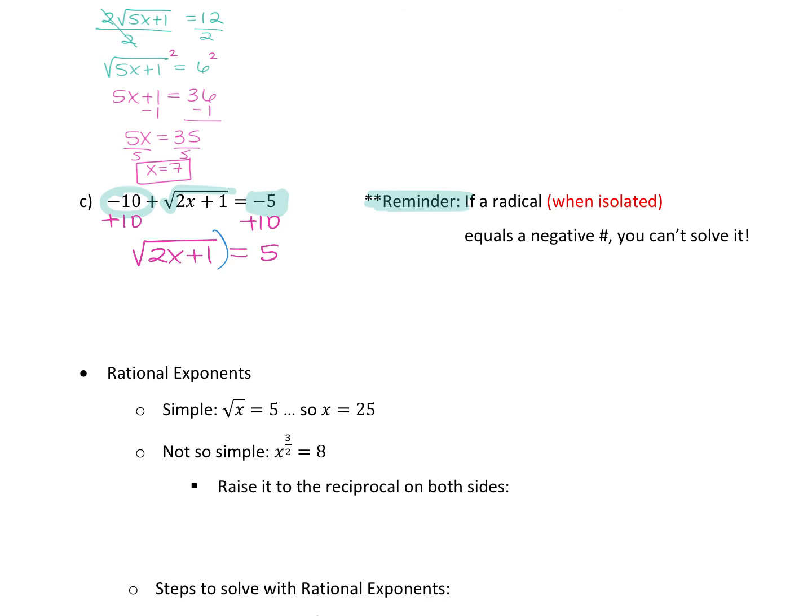So what we do is square both sides. And we get 2x plus 1 equals 25. Take away the 1, so 2x equals 24. Divide by 2, so x should be 12.